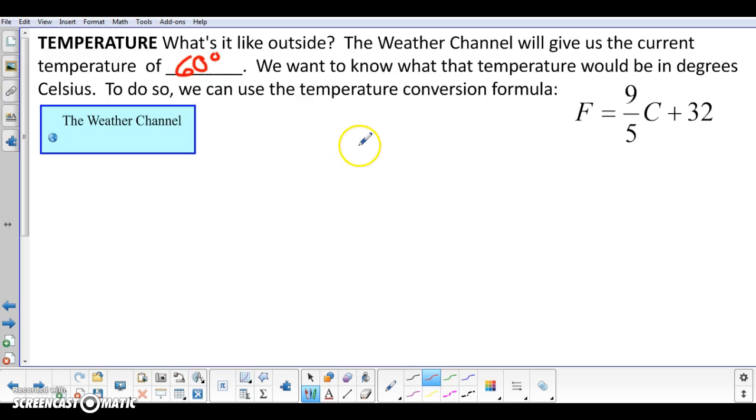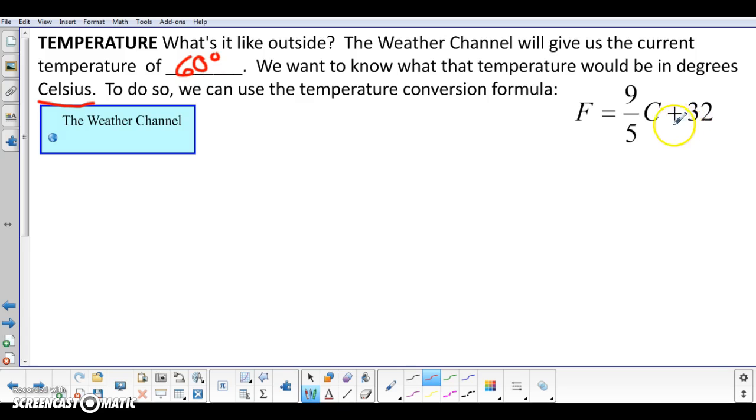Now, we want to know what that temperature would be in degrees Celsius. Maybe we've got some friends here from Germany, or maybe our Asian students would like to know in numbers that would make more sense to them using the Celsius scale. To do that, we can use the temperature conversion formula, which you see over here. F, the Fahrenheit temperature, is equal to 9/5 times C, the Celsius temperature, plus 32.